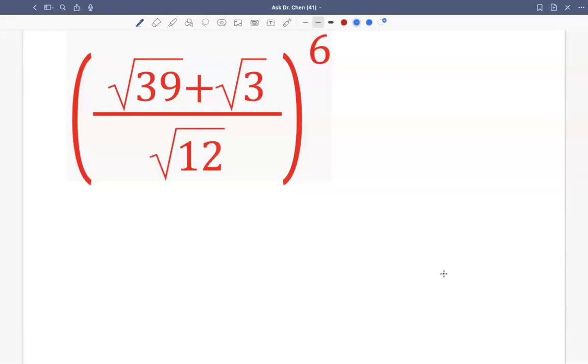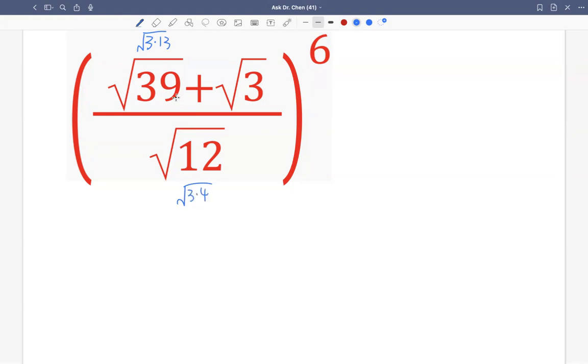Let's see how to calculate this irrational expression. So square root of 39 can be split as square root of 3 times 13, right? And then square root of 12 can be split as square root of 3 times 4.